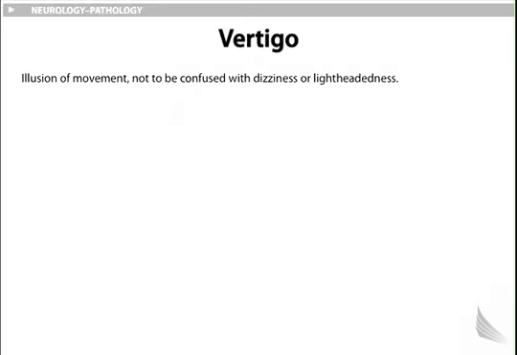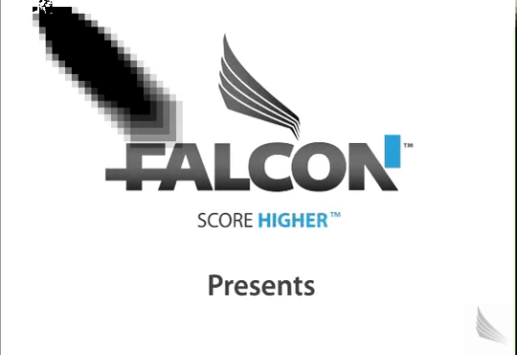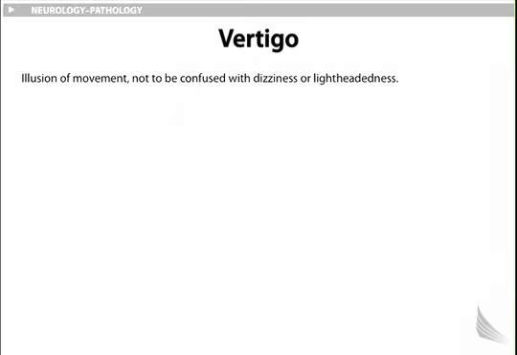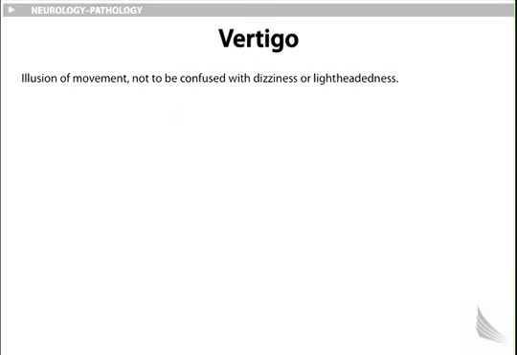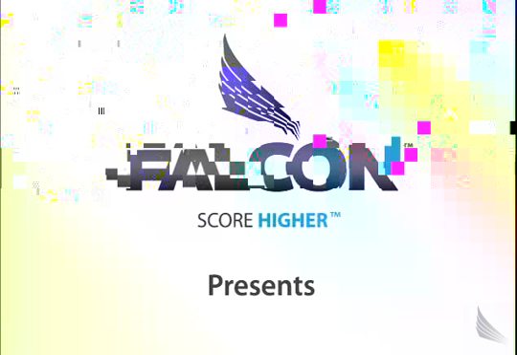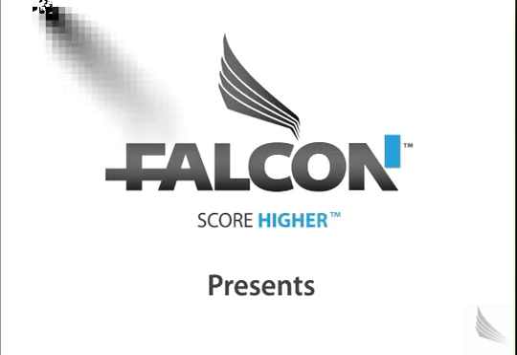Vertigo is defined as the illusion of movement when the patient is not moving, and we should not confuse vertigo with very common complaints of things like lightheadedness or dizziness. There are essentially two kinds of vertigo, peripheral vertigo and central vertigo. Peripheral vertigo is much more common.